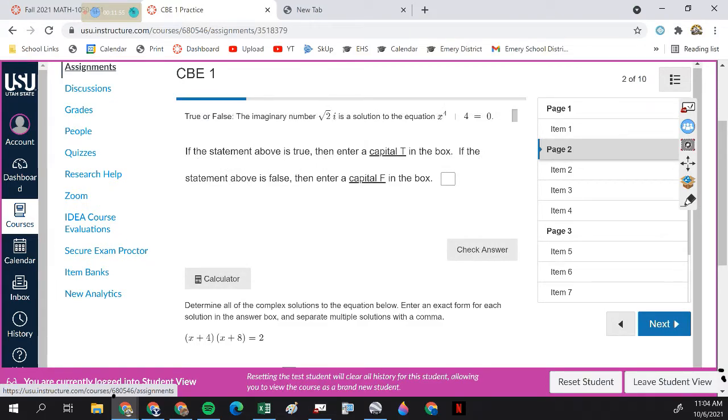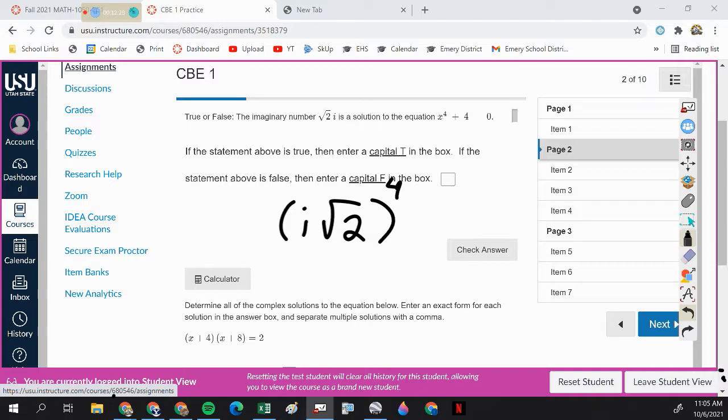All right, true or false? The imaginary number, the square root of 2i, and notice that i is not inside the square root. So really I would prefer to write it as i root 2, is a solution to the equation x to the 4th plus 4. How would you check it? Just plug it in. So we have i square root 2 to the 4th plus 4, and see if that equals 0.